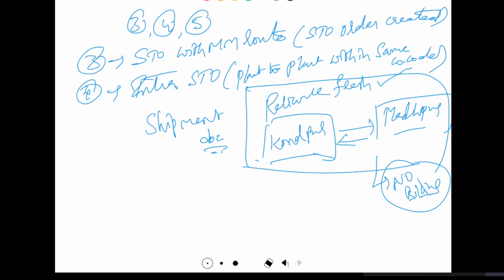Right? Yes. Any doubts? Okay. So in the intra STO, we have a shipping document, but no billing document. We have a shipping document, but no billing document. Clear this point? Why is there no billing? You understand, right? Even though we are transferring from one plant to another plant, why is there no billing?